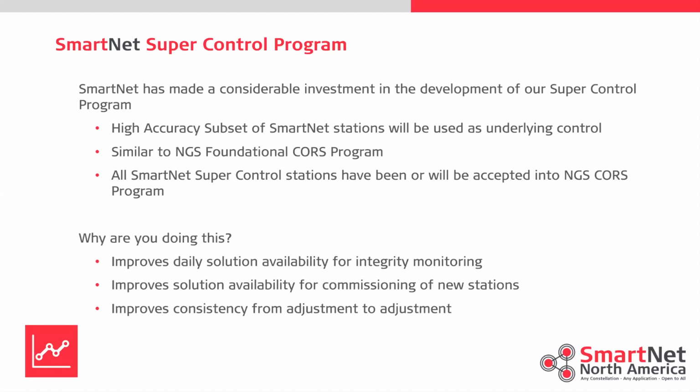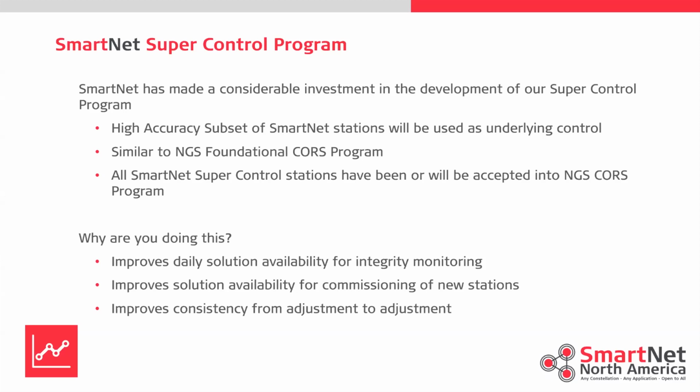We're doing this to improve our daily solution availability for integrity monitoring. So, for example, if an NGS station, which we get data from, goes offline and we have no control over it, that means it could negatively affect the daily solutions. If the daily solutions are affected, then that causes integrity monitoring issues, and it also means that we can't use those daily solutions for commissioning new sites. So that process could drag on. So those are two things we want to improve on. And it also improves consistency from adjustment to adjustment.